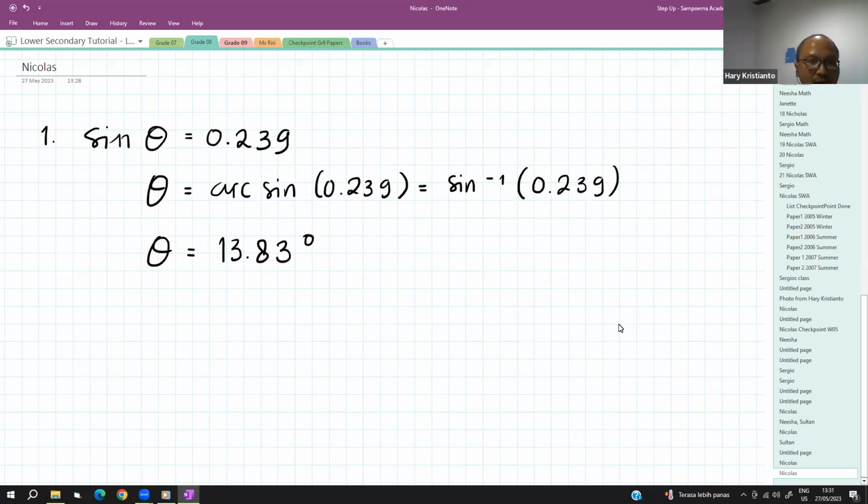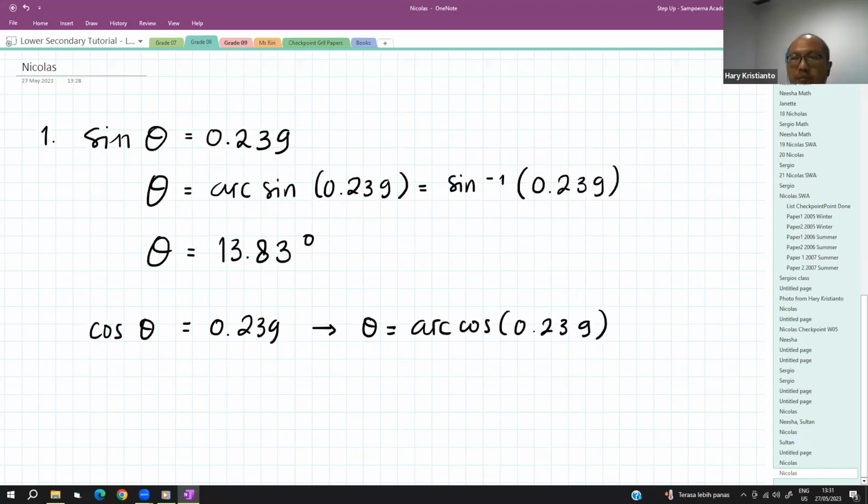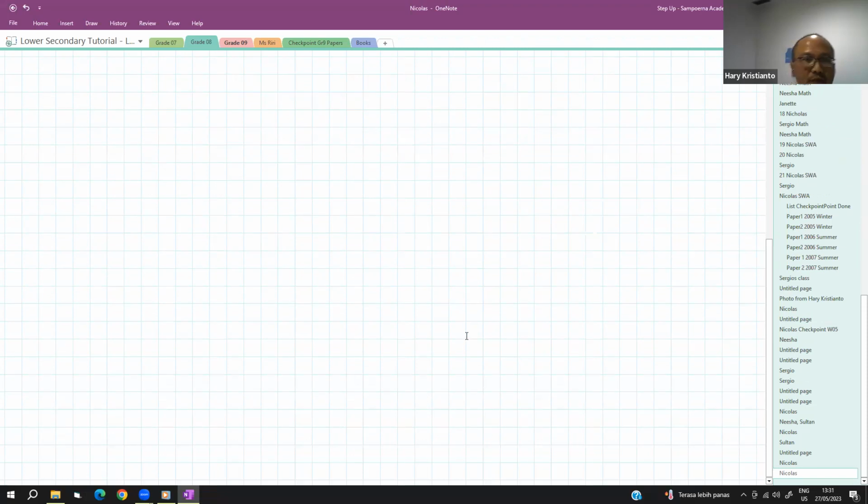The same thing applies if you have cosine. If you have cosine, theta equals 0.239. So you use the same method of getting theta by arccosine from 0.239. Okay, so that's the first question.